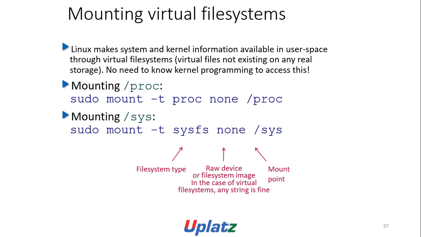Mounting proc: sudo mount -t proc none /proc. Mounting sys: sudo mount -t sysfs none /sys. The arguments are the file system type, the raw device or file system image (in the case of a virtual file system, the listing is fine), and the mount point.